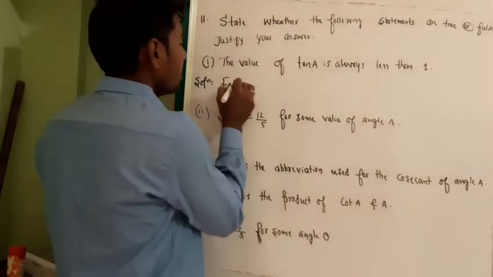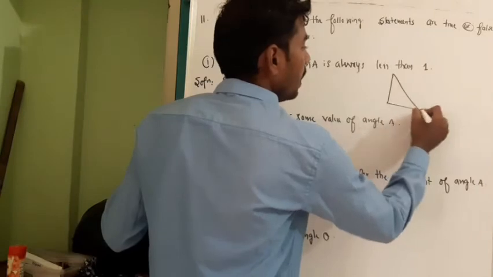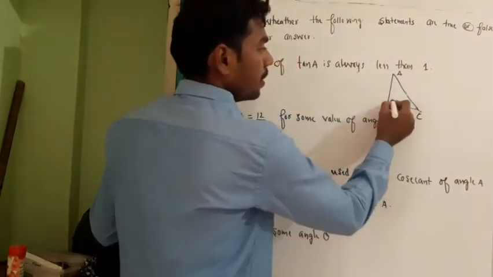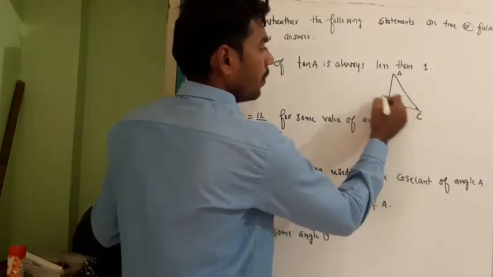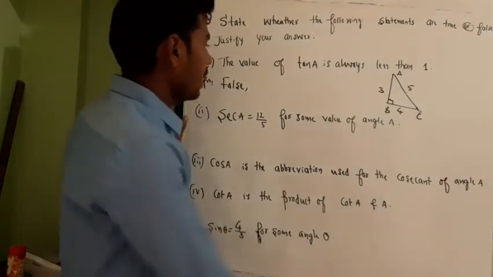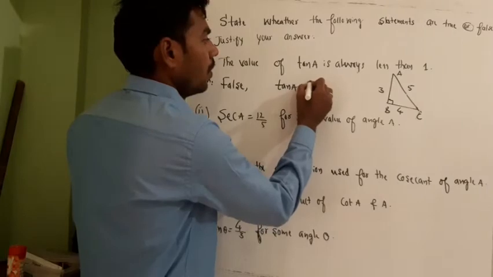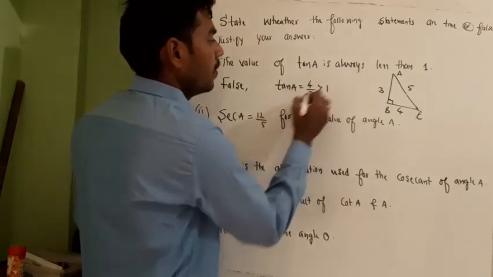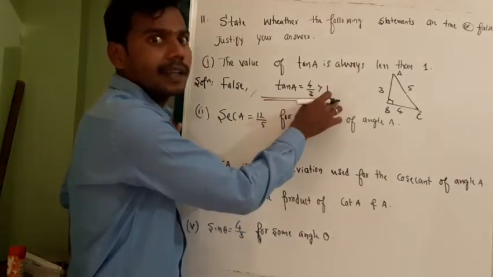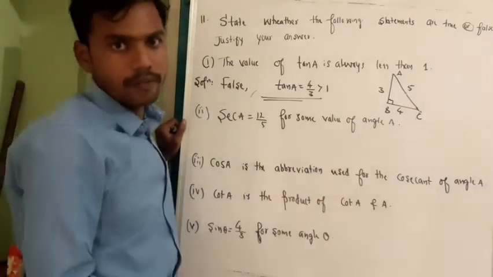False, because if I take a triangle ABC, where the opposite side is 4 and the adjacent side is 3, then the hypotenuse will be 5. So in this case, tan A will be 4 by 3, which is greater than 1. This is the justification that I have given. Tan A is 4 by 3, which is greater than 1. So this is false, because tan A can be more than 1.